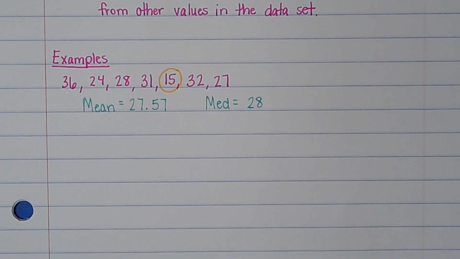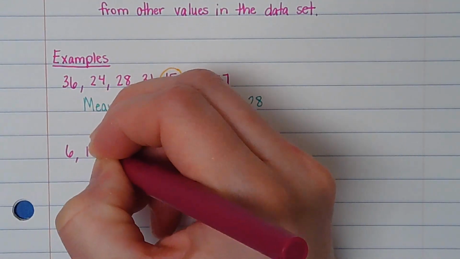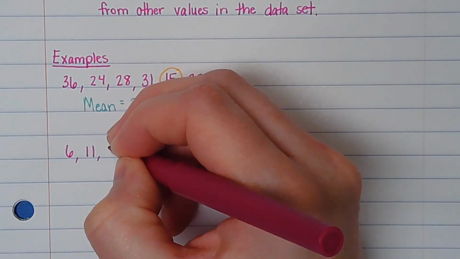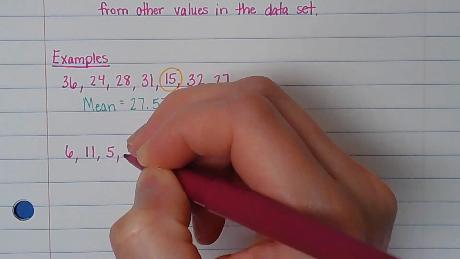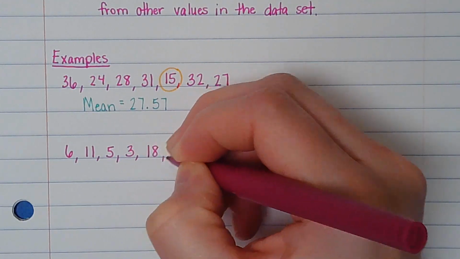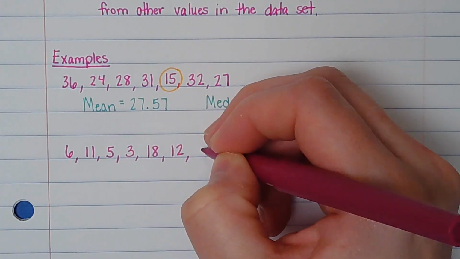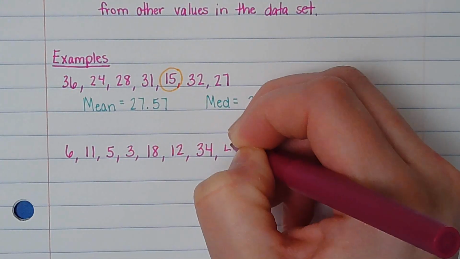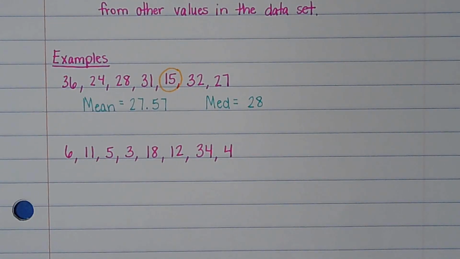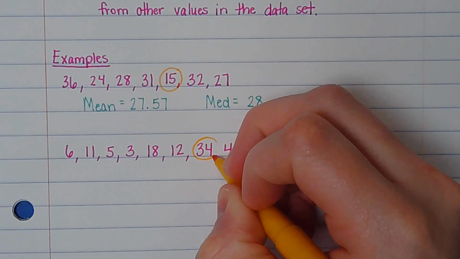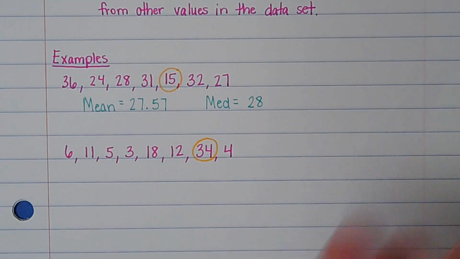Let's see. 6, 11, 5, 3, 18, 12, 34, and 4. All right, so once again, let's find that outlier. What number is way different than the other ones? Hopefully you're seeing that it is 34. Okay, 34 does not fit in with the rest of them. It's way bigger than the rest of them.